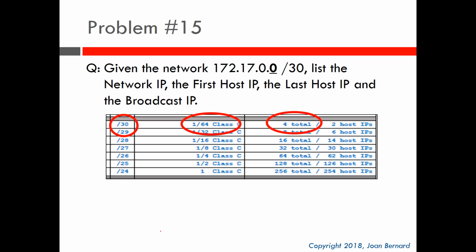And to tell you the truth, I count on my fingers. I count on my 4 fingers when I calculate these. It makes it pretty easy if I can just tap, tap, tap, tap my fingers on the table. Makes it real easy to not lose my place. So here I go. Given the network 172.17.0.0/30, list the network IP, the first host, the last host, and the broadcast IP. So there you go. There's 1, 2, 3, 4. There's the 4 IPs that we have to account for. And we're going to start with .0 because that's our starting point.